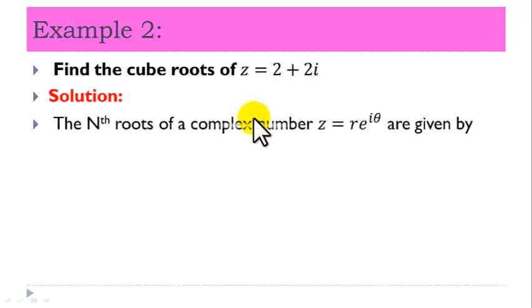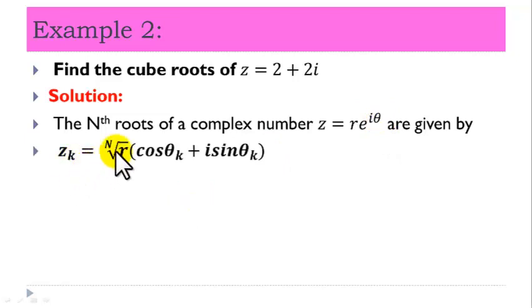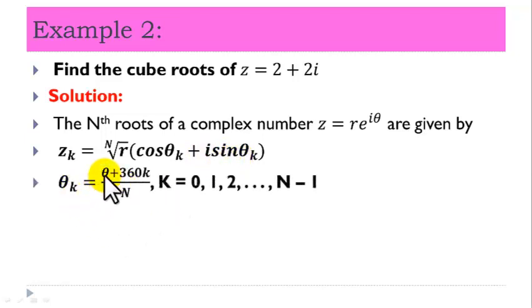Again, we recall that the nth roots of a complex number z equal to r e to the power i theta are given by zk equals the nth root of r into cos theta k plus i sin theta k, where theta k is equal to theta plus 360 k all over n, for k equal to 0, 1, 2 up to n minus 1. Please note, in this case, since we are finding the cube root, our n is 3.